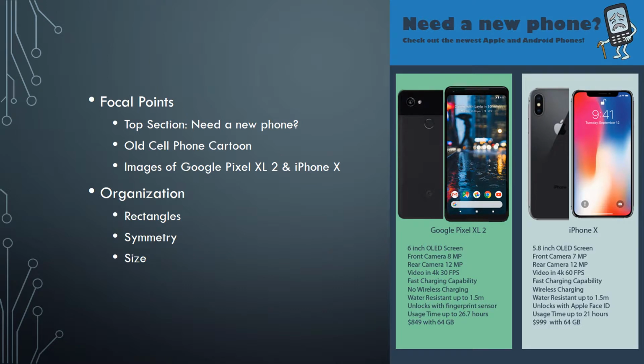To help organize my graphic, I used rectangles to house each set of information. I also tried to keep things symmetrical to create a sense of balance in my infographic. For example, the images of the Google Pixel and the iPhone X are the same size. They also both show the front and back of the phones for the reader to see. All the information lines up with each other and goes in the same order for easy comparisons. I didn't want the graphic to seem like it was promoting one phone over the other. I wanted to let the reader decide what phone they think is best for them.